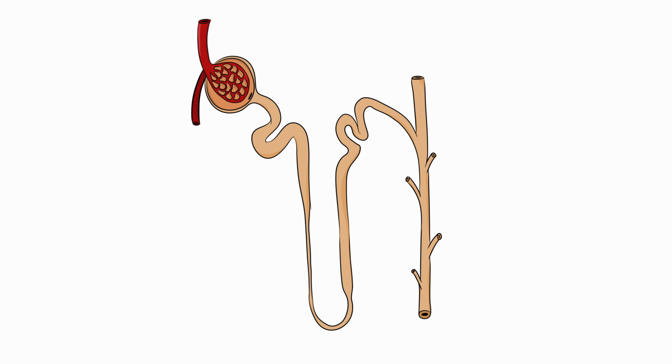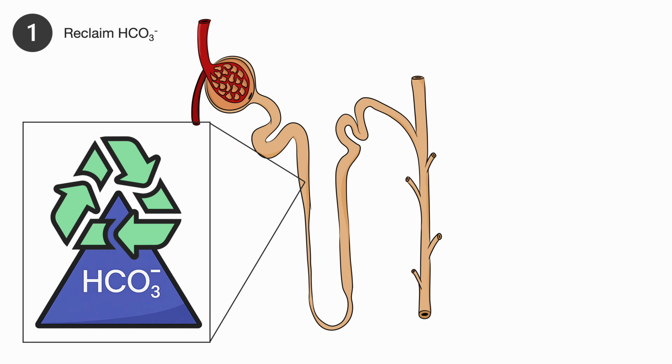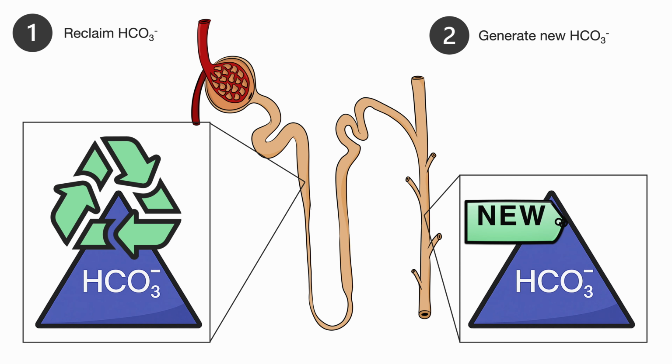Recall that the kidney maintains acid-base homeostasis via three mechanisms. 1. Bicarbonate reabsorption at the proximal convoluted tubule. 2. Bicarbonate production at the cortical collecting duct. And 3. Ion secretion, buffering, and excretion in the urine.